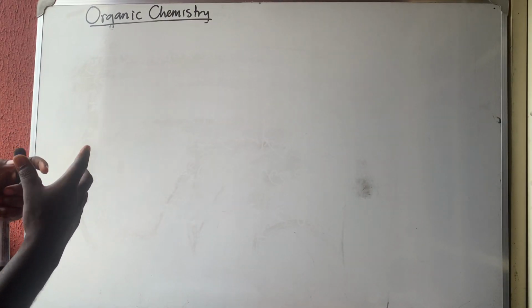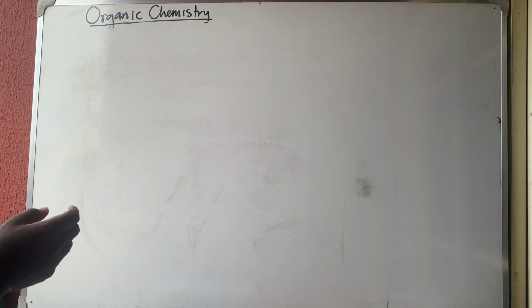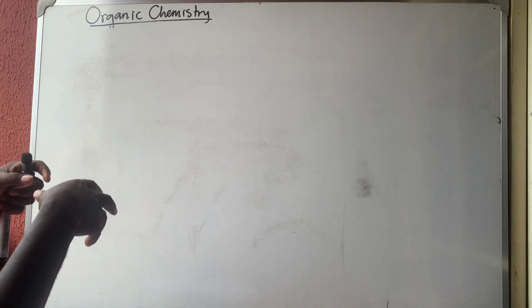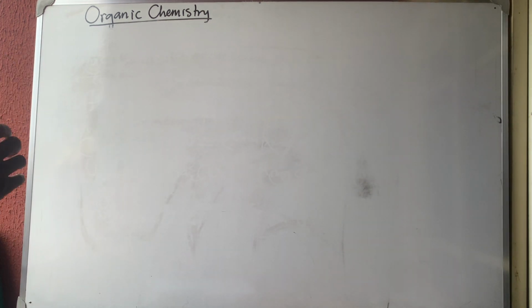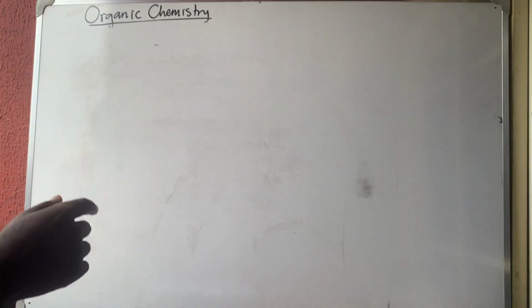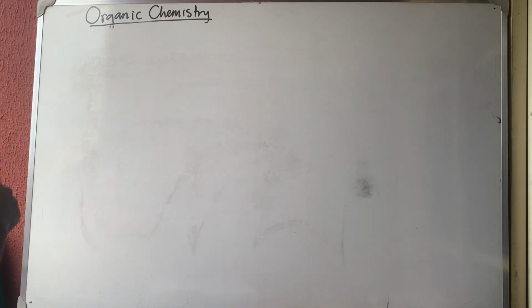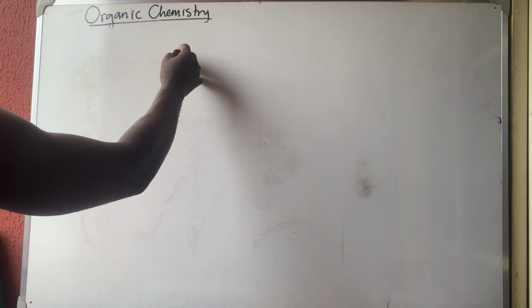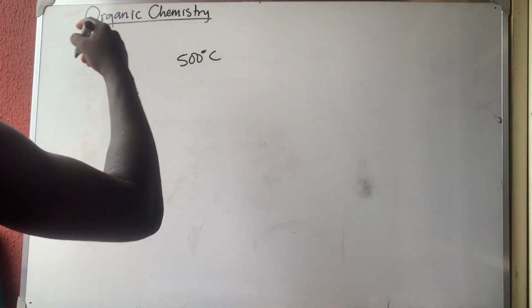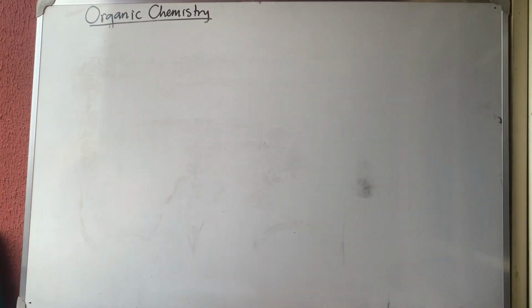For that reason, the bond is called the covalent bond, and because of the covalent bond, it reduces their boiling and melting points. So they melt easily, they boil easily. Note that as the carbon increases, the boiling and melting points increase. And for the fact that there is no ionic bond between them, they don't conduct electricity. So this is the summary, and note that they melt or boil above 500 degrees Celsius. Okay, that is that.